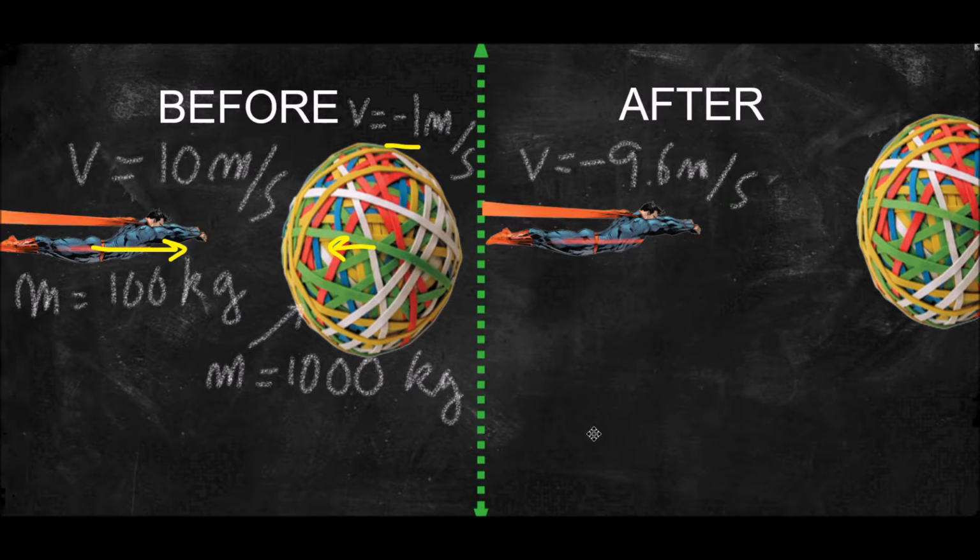Because the ball has such a large mass, Superman is going to recoil when it hits it. However, the ball is also going to gain a little bit of speed, and the question is, what is going to be the velocity of the ball after the collision? So, try it on your own, pause the video, and give it a try.